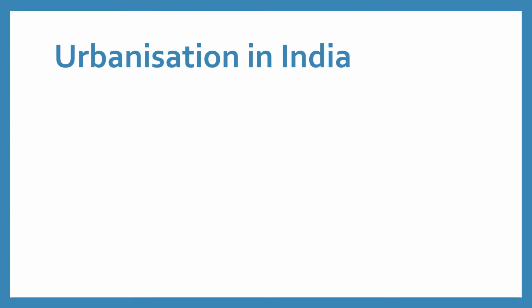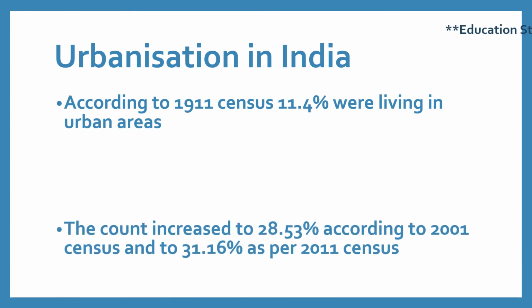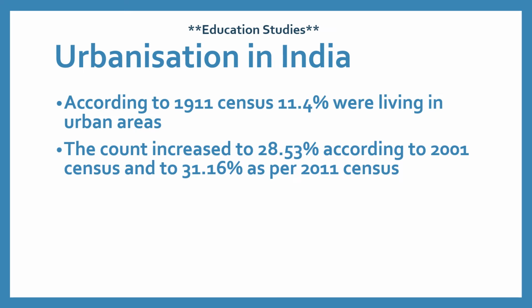Population residing in urban areas in India, according to the 1911 census, 11.4% were living in urban areas. The count increased to 28.53% according to the 2001 census and to 31.16% as per the 2011 census. According to the survey by UN, in 2020, 40.76% of the country's population is expected to reside in urban areas.